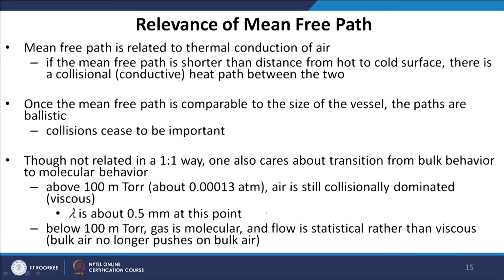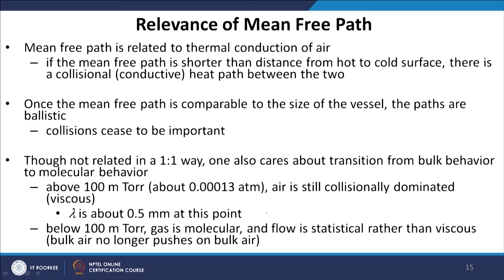So, what is the relevance of the mean free path? Mean free path is related to the thermal conduction of the air. If the mean free path is shorter than the distance from the hot to the cold surface, there is a collisional or conductive heat path between the two. Once the mean free path is comparable to the size of the vessel, the paths are ballistic, and collisions cease to be important. Though not related in a 1:1 way, one can also care about the transition from bulk behavior to molecular behavior.